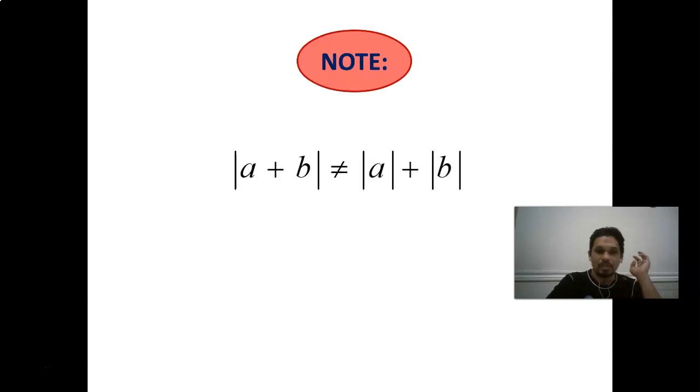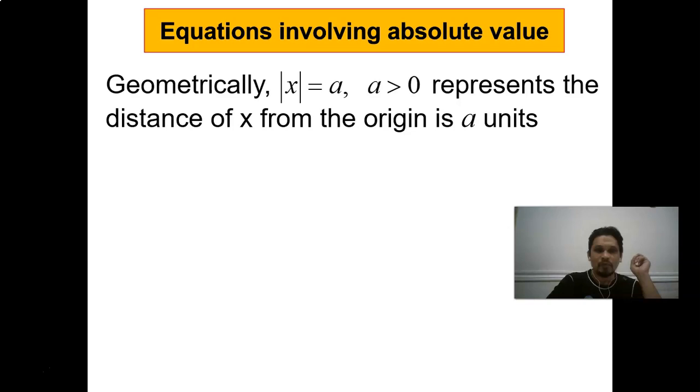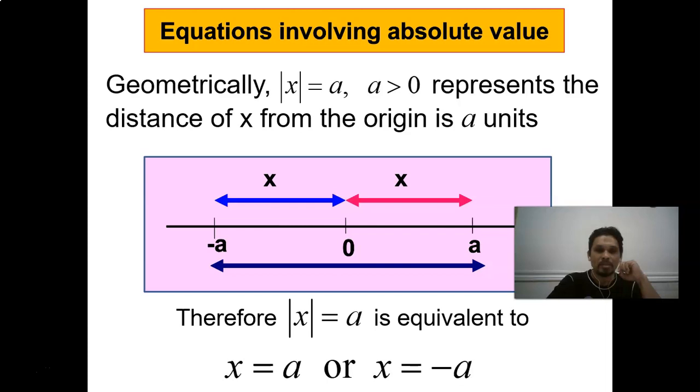The modulus of A plus B is not equal to the modulus of A plus the modulus of B, for both plus and minus. Equations involving absolute values: the modulus of x equal to A, where A is greater than 0, represents the distance from x to the origin as A units. Therefore, the absolute value of x equal to A is equivalent to x equal to A or x equal to negative A. And as I mentioned just now, negative represents the direction to the left.